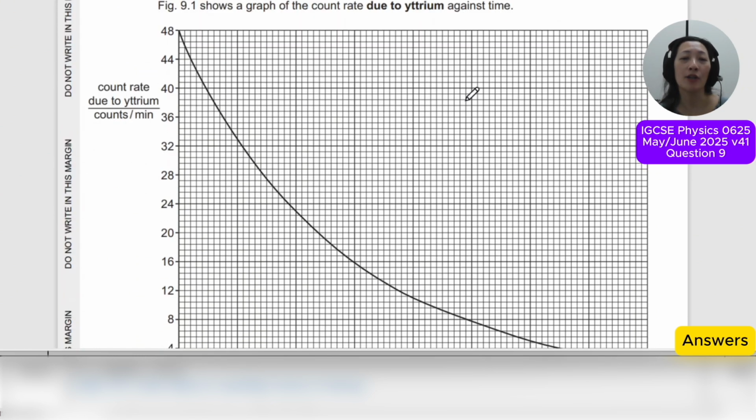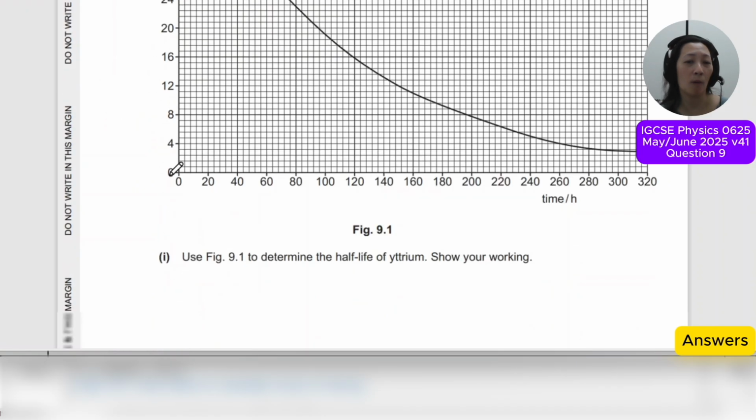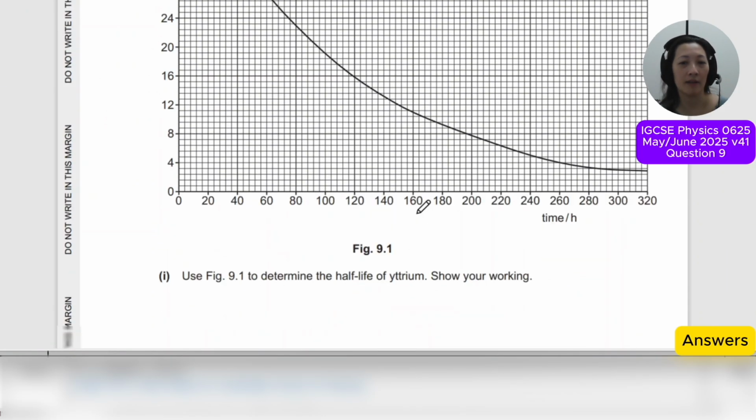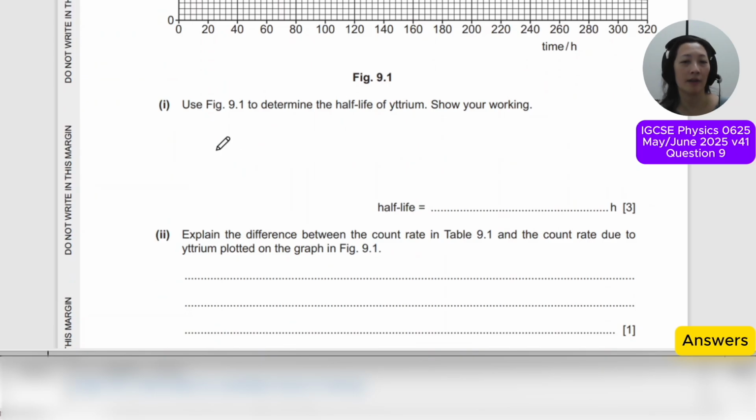Figure 9.1 shows a graph of the count rate due to yttrium against time. So we have a graph of the count rate due to yttrium, with counts per minute on the y-axis and time in hours on the x-axis. 1. Use figure 9.1 to determine the half-life of yttrium.